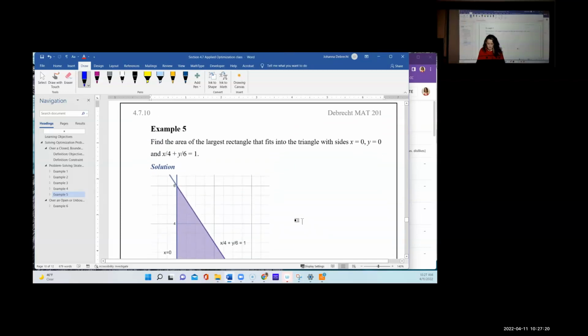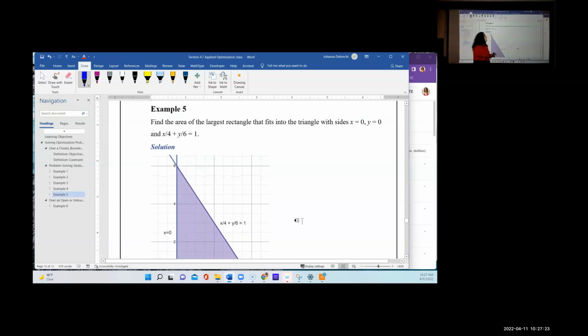So looking at this one, it's very simple. It says find the area of the largest rectangle that fits into the triangle with sides x equals 0, which is the y-axis, y equals 0, the x-axis, and x over 4 plus y over 6 equals 1, which must be a slanted line that comes down here. So coming back to the beginning, all I got out of this is I've got a graph. That's really all I got. I'm drawing something and I've got limitations.